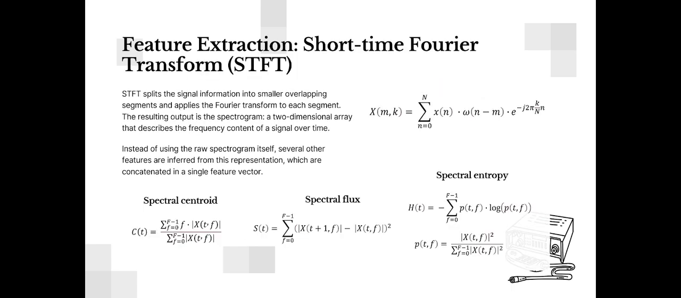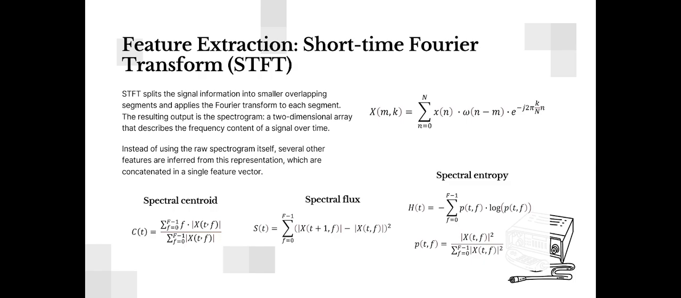The next technique is the short-time Fourier transform, STFT for short. It splits the signal information into smaller overlapping segments and applies the discrete Fourier transform to each segment, and this results in the spectrogram, a two-dimensional array that describes the frequency content of a signal over time. However, instead of using the raw spectrogram itself for training, several other features are inferred from this representation, which are then concatenated in a single feature vector. In our case, these are the spectral centroid, the spectral flux, and the spectral entropy.